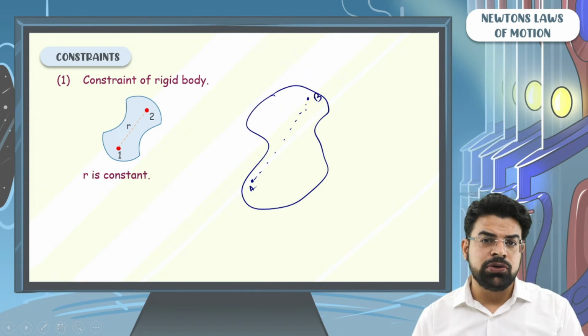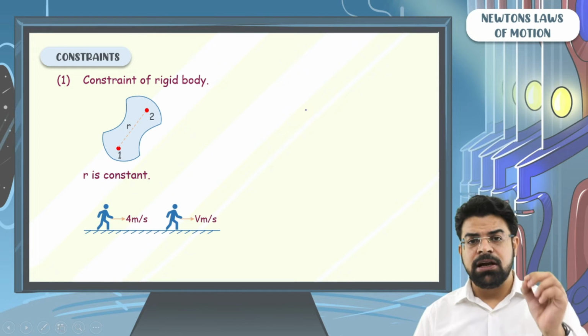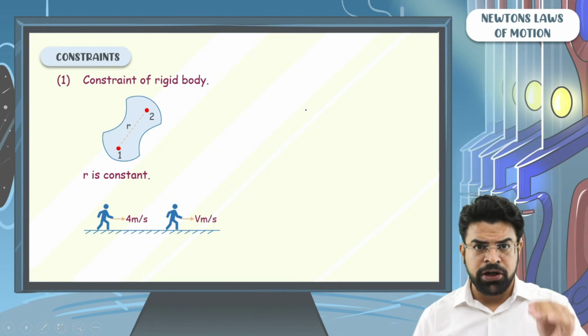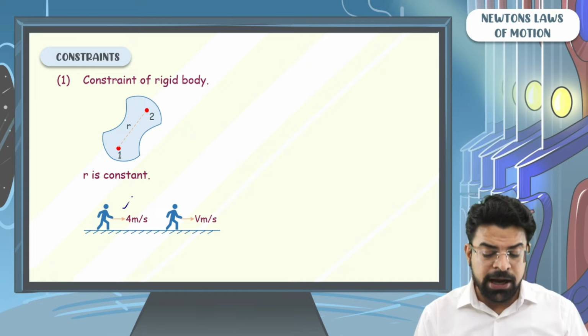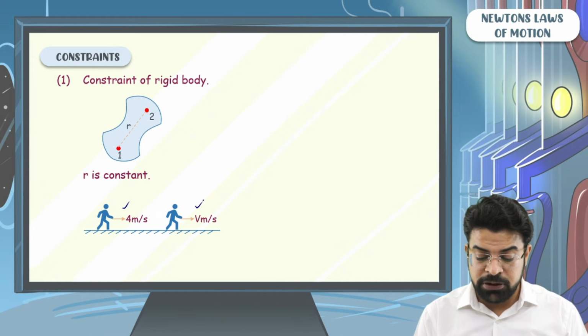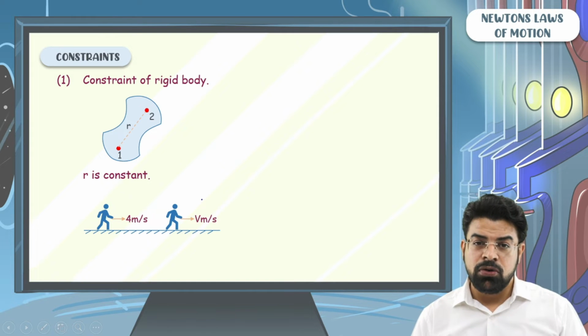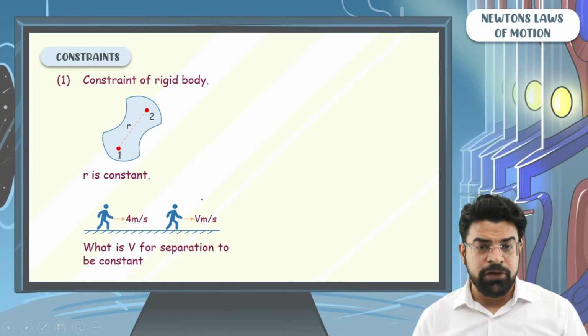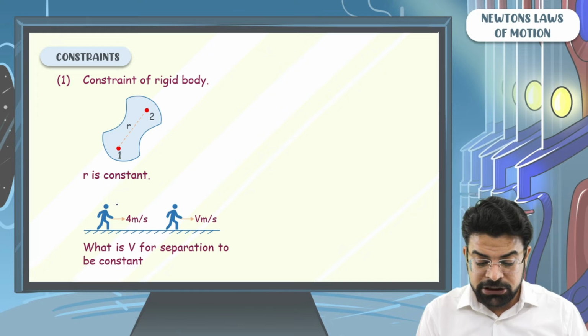Now let me ask you a very simple question. Let's say there are 2 friends walking on the street. The friend behind walks with a speed of 4 meters per second. The friend in front walks with a speed of v meters per second. Question is, what has to be the value of v so that the separation between them remains constant?